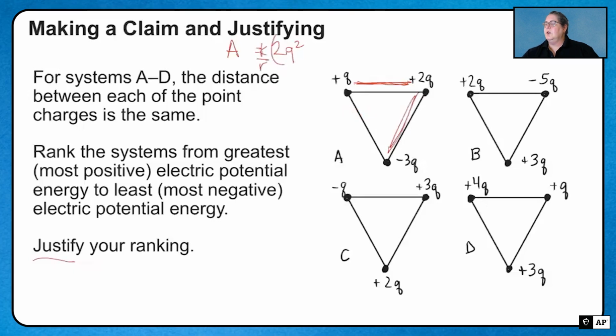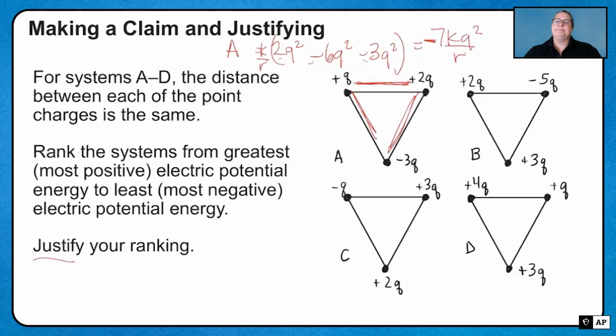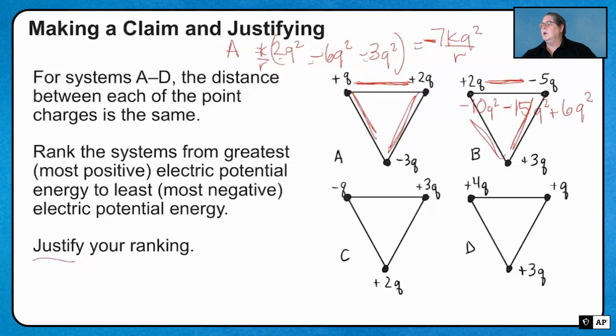And then if I do these 2, I'm going to get negative 6Q squared. And if I do this, I get negative 3Q squared. And so minus 6 minus 3 is going to give me minus 9. 2 minus 9 is going to give me negative 7KQ squared over R. I can do the same for the rest of these, right? If I multiply these 2, that's going to give me negative 10Q squared. I multiply these 2, that's going to give me minus 15Q squared. And then if I do these, it's going to give me plus 6Q squared. So negative 25 plus 6 is going to be negative 19.